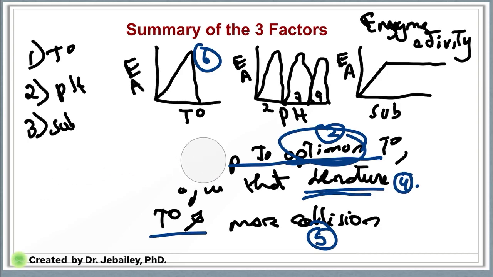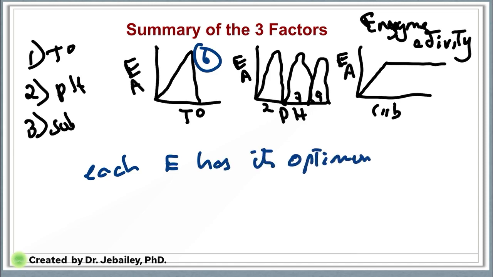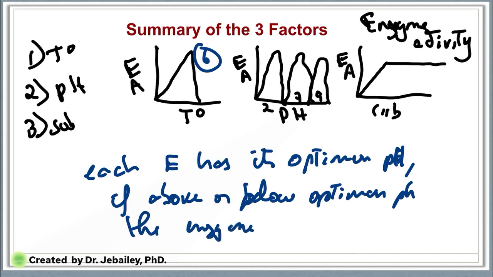Now, when it comes to pH, you will say each enzyme has its optimum pH, right? If above or below the optimum pH, the enzyme denatures, right?